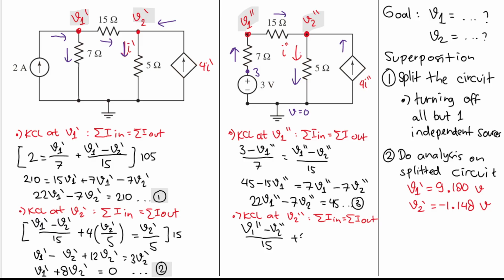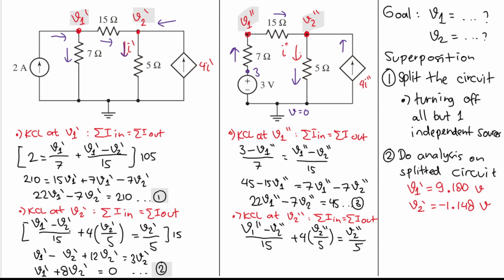So we will have 4, and then we will have V2 double prime divided by 5, right? Because i double prime is this current here. So we'll have this divided by 5. And then that will equal to the only current that goes out, which is this one. And this current is V2 double prime minus 0, which is V2 double prime divided by 5.